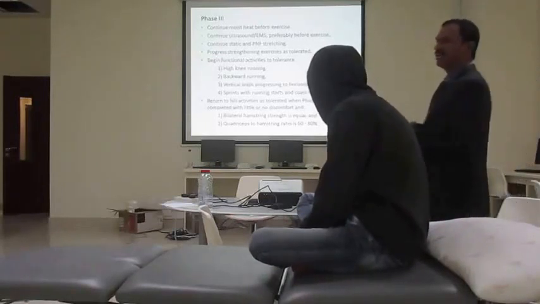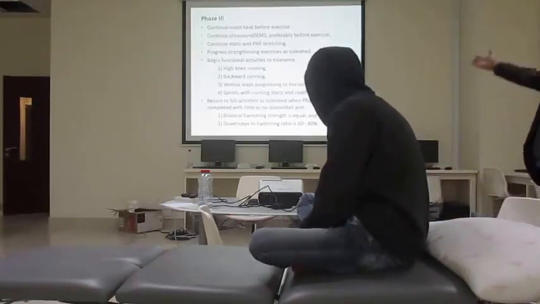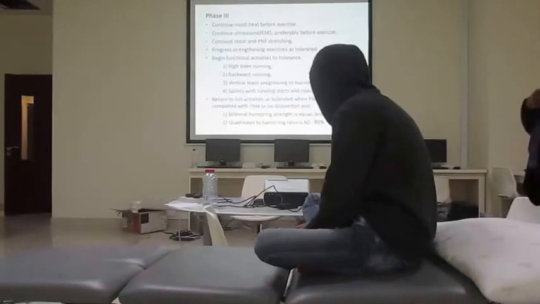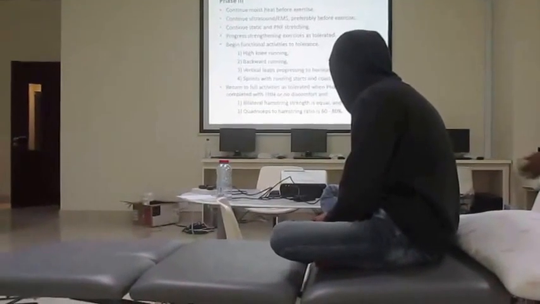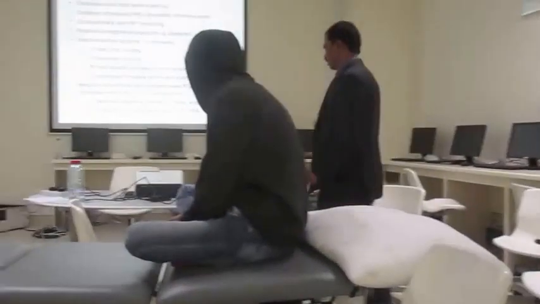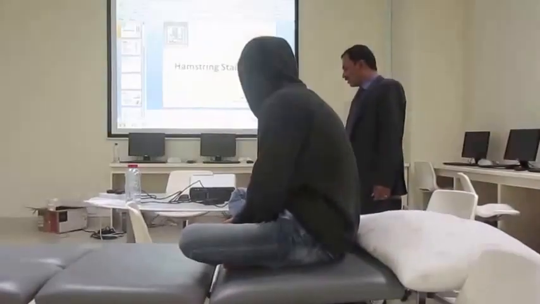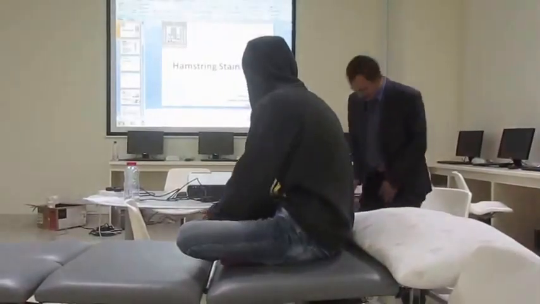Then backward running, then vertical jumping progressing to horizontal jumping. So horizontal or vertical jumping, sprint, fast running. All these are hamstring treatments. Okay.